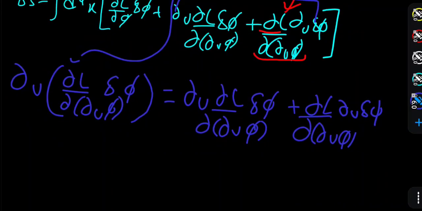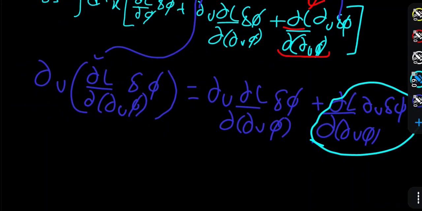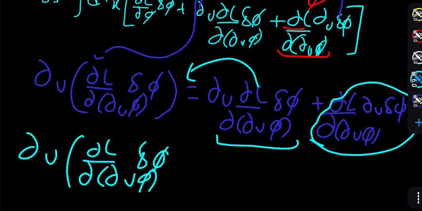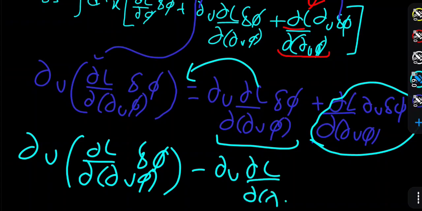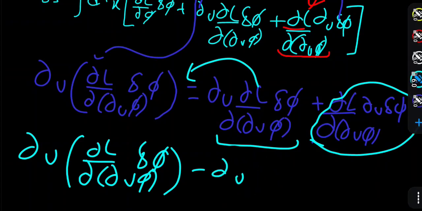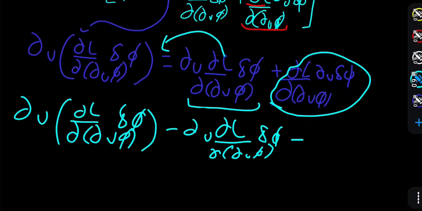What I have to do is use this particular equation. So I can write down this equation on the left hand side: ∂_μ (∂L/∂(∂_μφ)) δφ minus ∂_μ (∂L/∂(∂_μφ)) δφ, and this particular thing is equal to this.